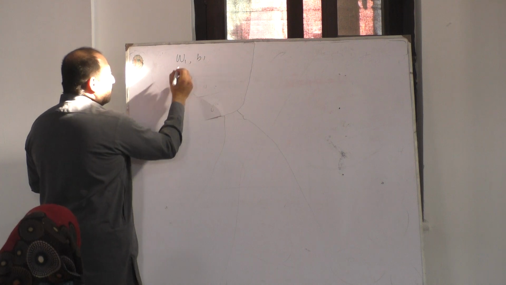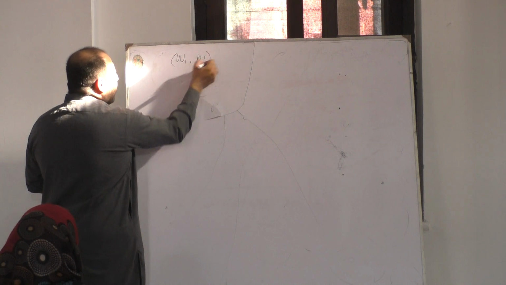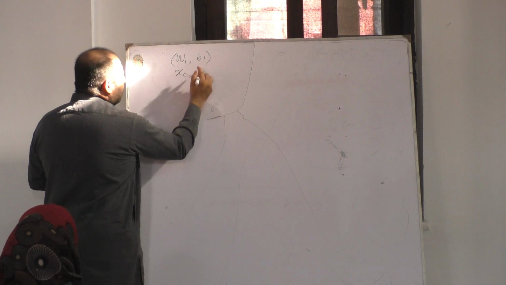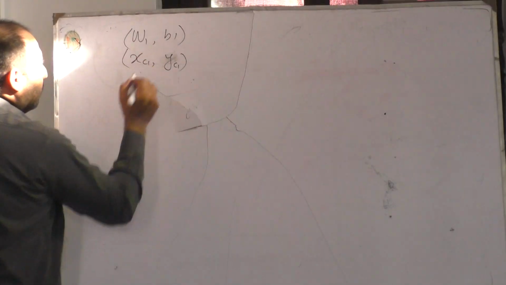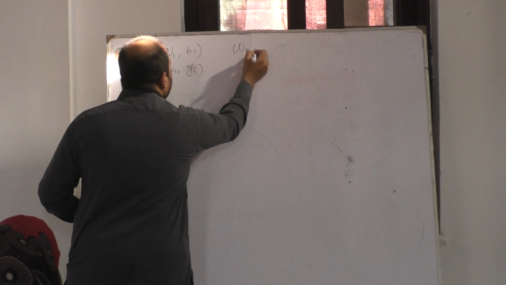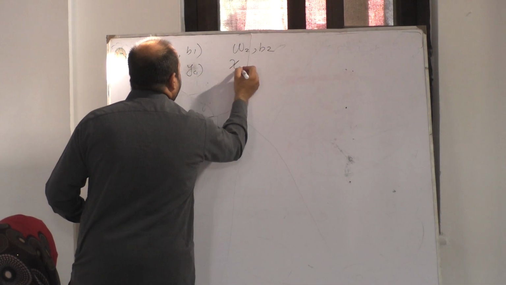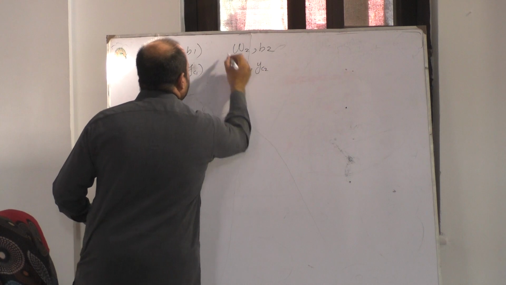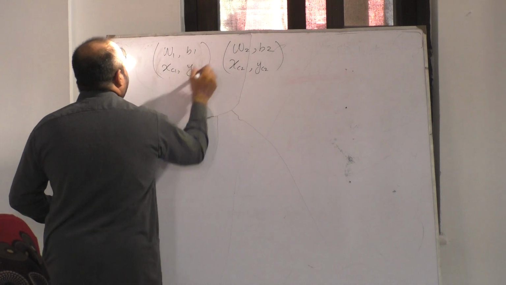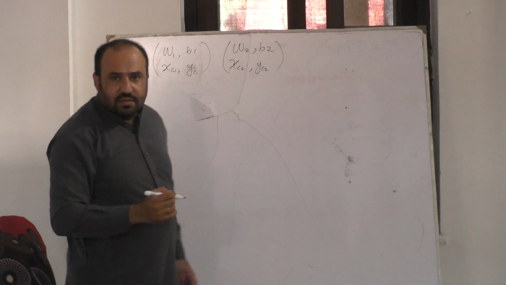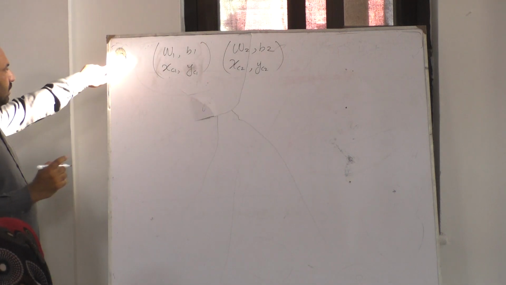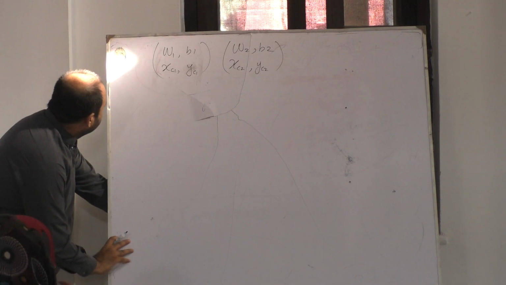W1, V1, and its closest point is XC1, YC1. Then we have W2, V2, XC2, YC2. Let me write it this way. So we have a plane and then its closest point. Yes? लाइट आ रही है. Got it? हाँ वो अभी थोड़ी आगे आ जाएगी.